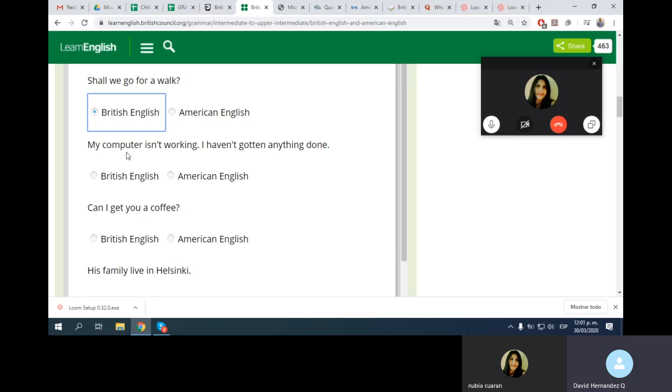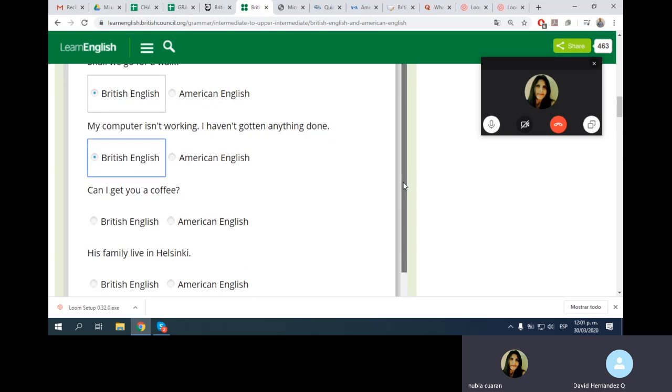What about my computer isn't working? I haven't gotten anything done. The British English. Okay, you say it's British English. Can you please read this whole sentence for me out loud? My computer isn't working. I haven't gotten anything done. Okay, very good. Right, so you say it's British English.